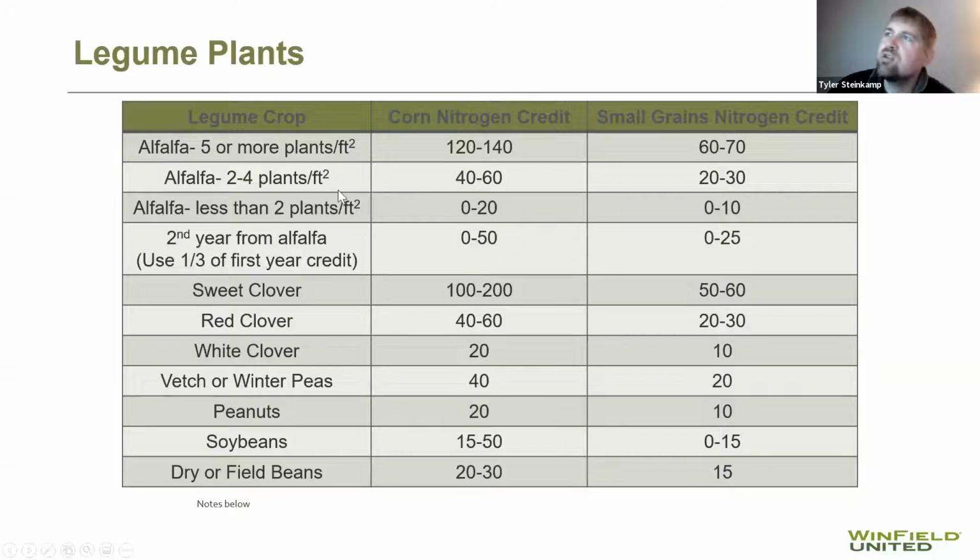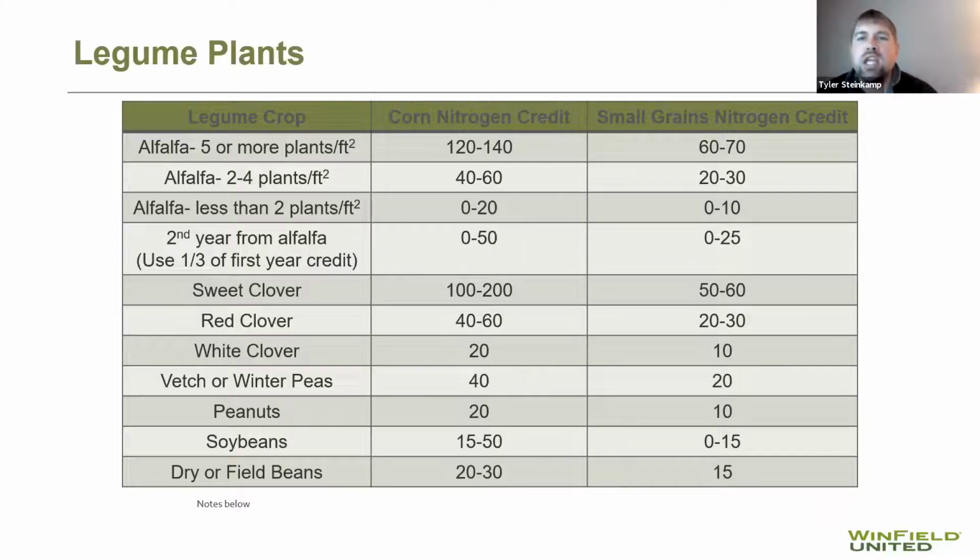Okay, but if you got 2 to 4, which is generally when we start taking alfalfa out, you're going to get about 40 to 60. If you have a really good alfalfa stand, even at the end there, you can take 120 to 140 pounds of nitrogen credit. Okay, with soybeans, it's going to be anywhere from 15 up to 50 pounds.